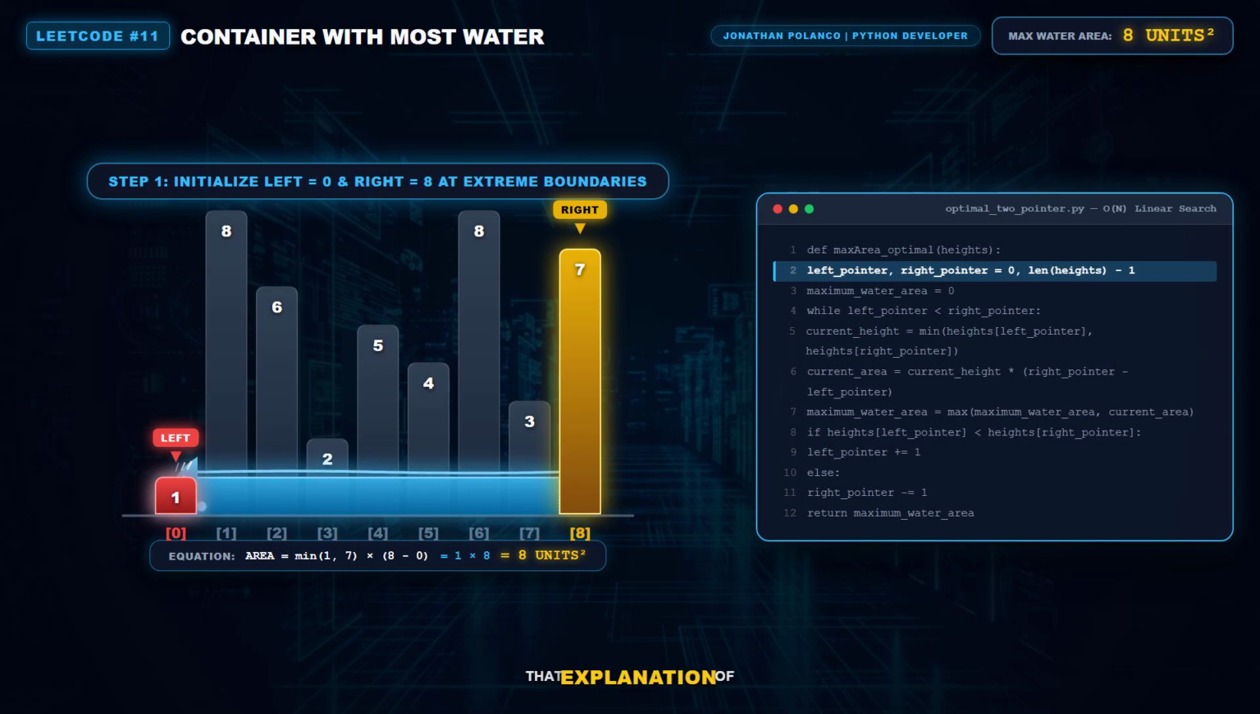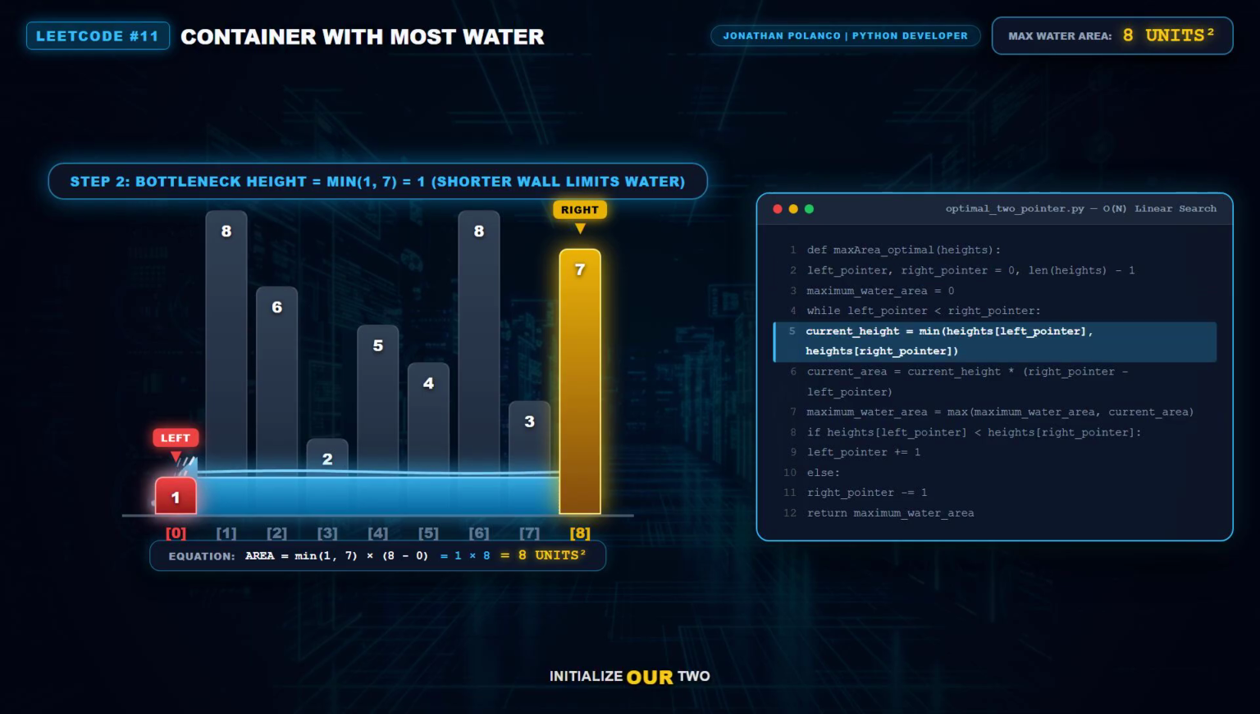Alright, so now with that explanation of why the two-pointer pattern actually works for this question, let's write out the actual optimal Python function line by line. So we're going to start off by defining max area with an input of heights and initialize our 2 pointers, left pointer at 0 and right pointer equal to the length of heights minus 1. Then we drop into a while loop, and it's going to be while left pointer is less than right pointer.